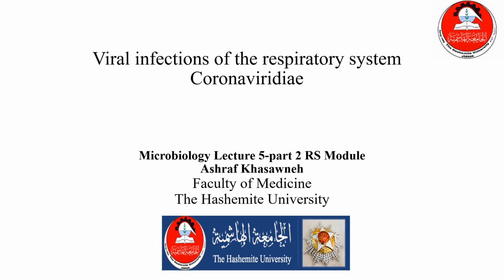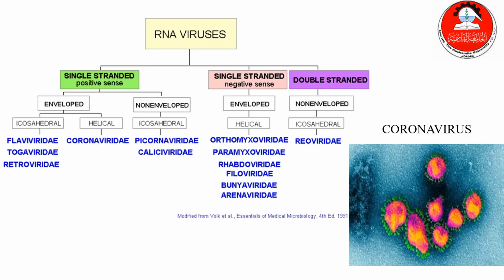Today we're going to complete part 2 of lecture 5 regarding viral infections of the respiratory system, and our lecture for today is going to be about coronaviridae. So we're going to talk about the seasonal coronaviruses which cause the common cold, and then we're going to touch on the newly emerging coronaviruses which cause severe infections in humans.